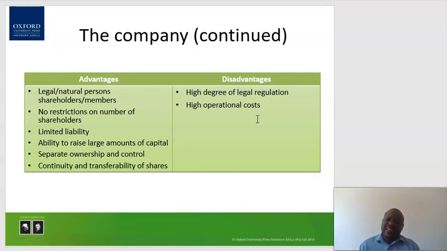The owners will not be held personally liable for the debts of the company. A company can raise large amounts of capital. There is separate ownership and control, and continuity and transferability of shares is possible. Legal persons and natural persons can actually become members.